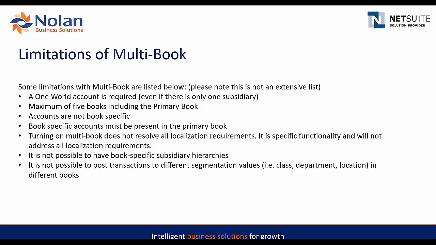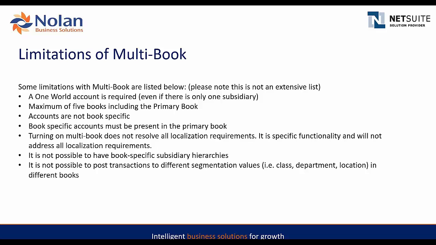Turning on Multibook does not resolve all localization requirements. So one use case is you have local requirements for GAAP reporting, so you enable a secondary book for this. It's not automatically going to give you all your localization requirements just because you set up a local GAAP book. You will have to actually set up the functionality to be able to produce the reports you need.